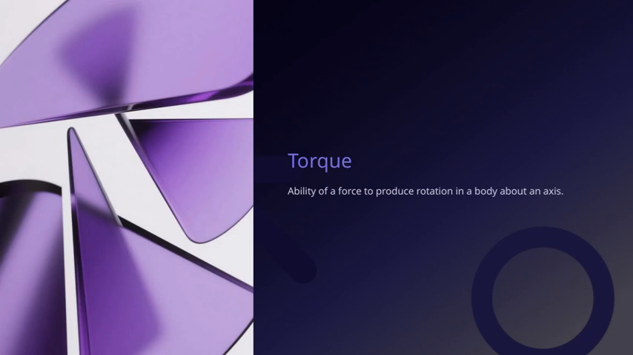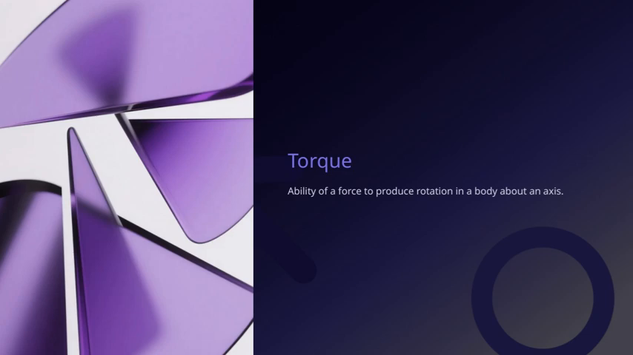Today, we're going to talk about a fundamental concept in rotational dynamics, the ability of a force to produce rotation in a body about an axis. This idea is captured by what we call torque. Think of torque as the measure of how effectively a force can cause an object to spin or rotate around a specific point or axis.